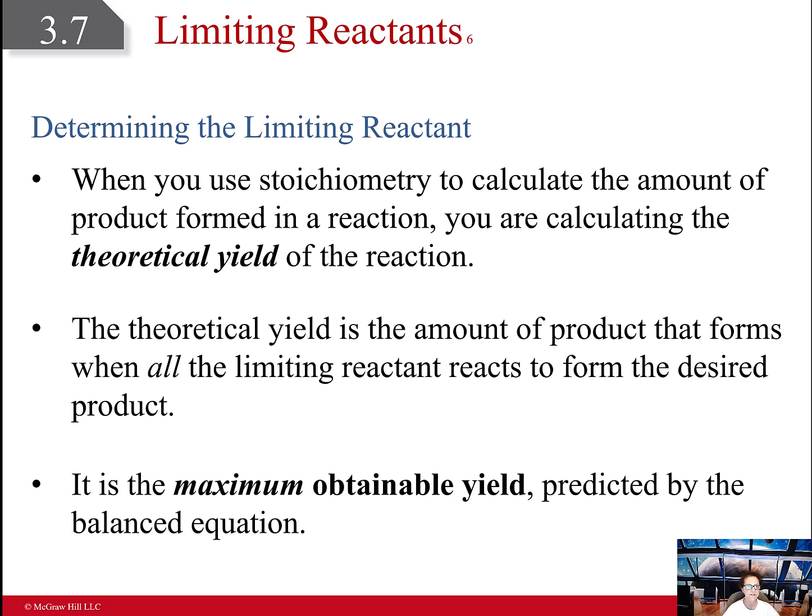So we've determined how to do the limiting reactant, and we use the stoichiometry to calculate that. And so what we were actually calculating is what we call the theoretical yield. In a perfect world, in a perfect environment, you would be able to get that amount of product if you had these two amounts of chemicals. So the theoretical yield is the amount of product that forms when all the limiting reactants react to form the desired product. It's the maximum that you can get, and it's predicted by the balanced chemical equation. That's why it's the theoretical version of this.